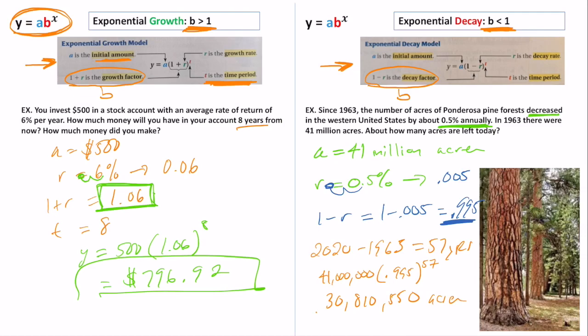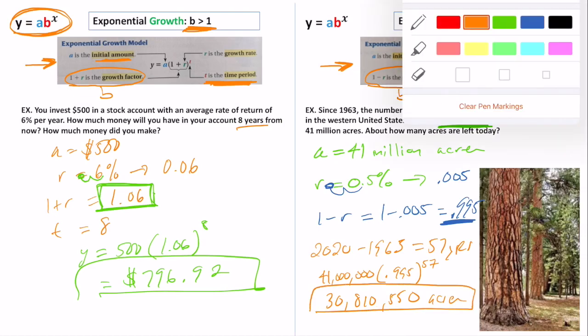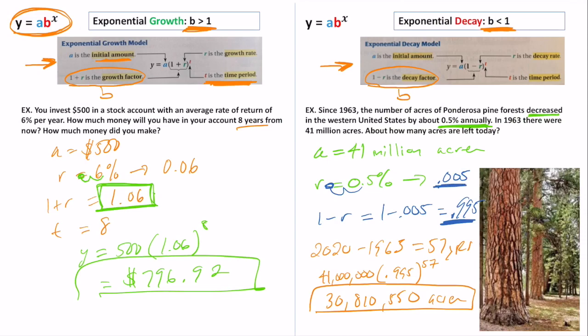So you can see, even though we were only going down a tiny bit each year, 0.5%, we lost a little more than 10 million acres. We started at 41, and now we're at 30.8, or about 31. So we lost about 10 million acres of ponderosa pine land, and that's a relatively short amount of time. You think of the world's evolution over millions of years. And just in 57 years, we've lost 10 million acres of that pine forest. It's quite a bit.